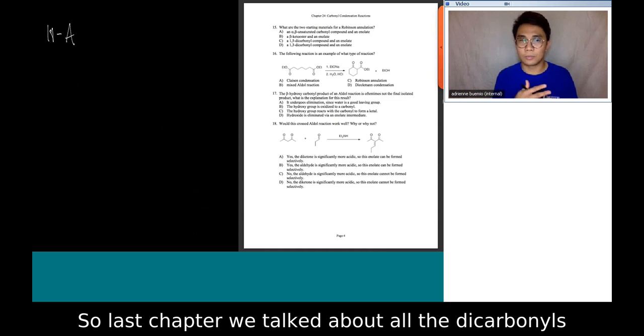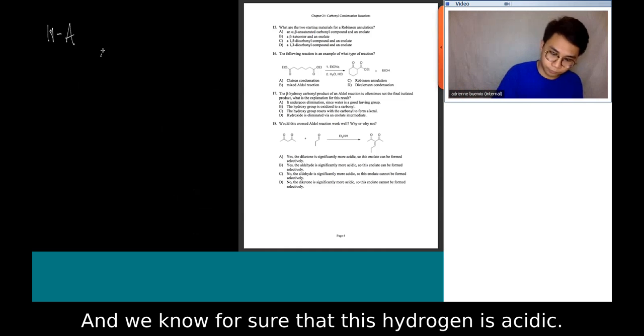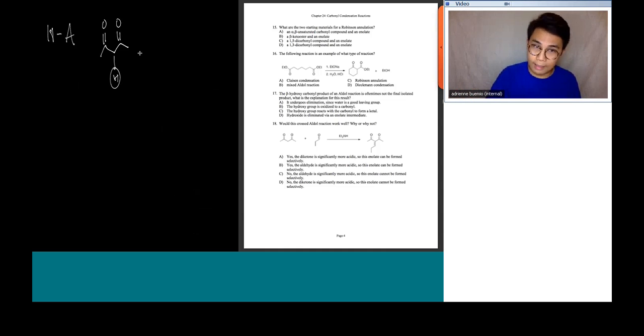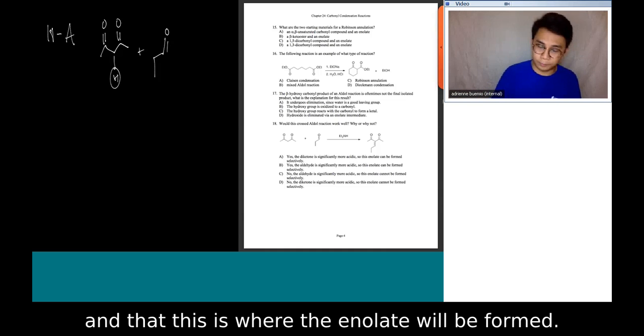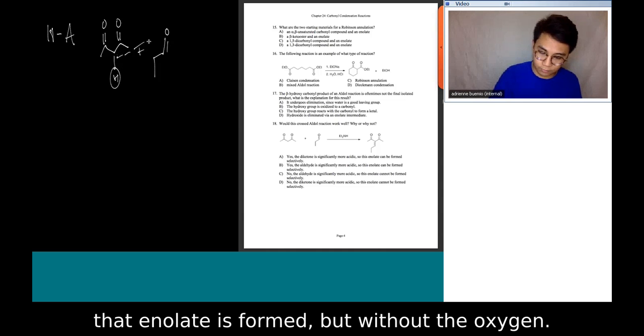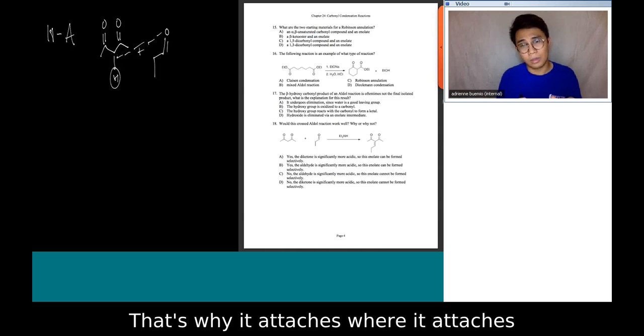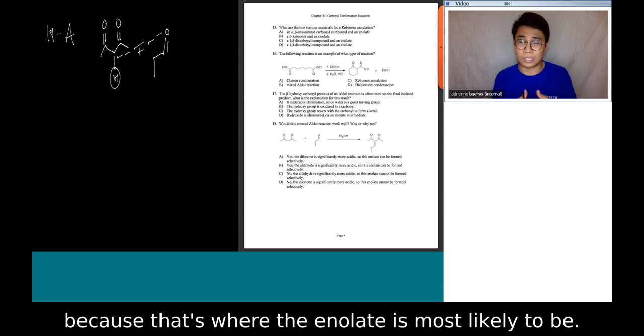So last chapter we talked about all the dicarbonyls, right, and the acidity, things like that, and we know for sure that this hydrogen is acidic, and that this is where the enolate will be formed, right? So this can just attach itself when that enolate is formed, but without the oxygen. So that's why they can be selective like that. That's why it attaches where it attaches, because that's where the enolate is most likely to be.